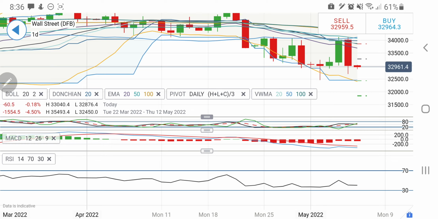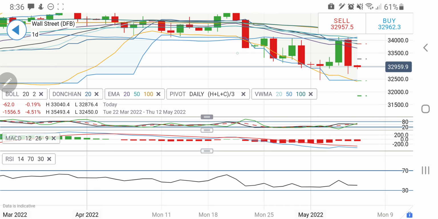On the other side, if it trades beyond 33,050, there you can go long. The target is 33,180, 33,300. In fact, 33,500 can be expected. So only trade as per the levels. Do not think that I am bullish so it will go bullish. Do not think that I am bearish so it will go bearish. Markets are beyond you and me. Trade as per levels, trade as per stop loss. So this is all for Dow Jones and Nasdaq.